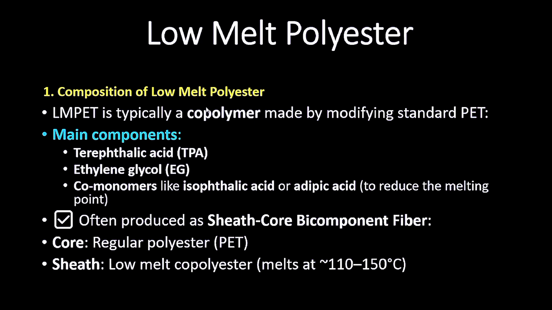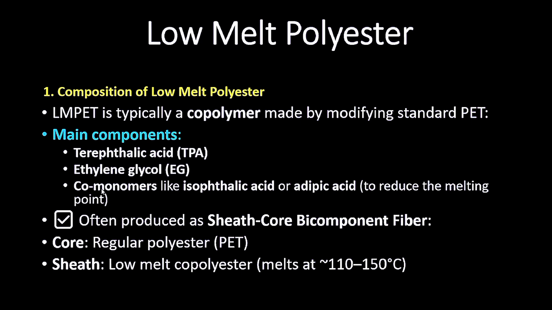Composition of low melt polyester: it is typically a copolymer made by modifying a standard PET. Main components, you can say, are terephthalic acid, TPA, and ethylene glycol, EG, plus a co-monomer like isophthalic acid or adipic acid to reduce the melting point.